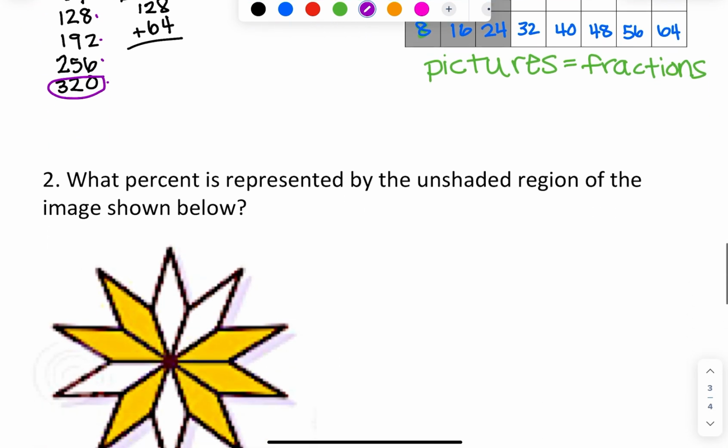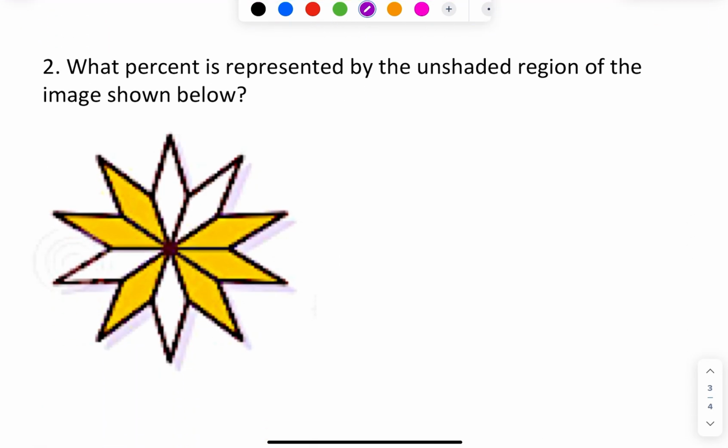All right, let's go to example 2. It says, what percent is represented by the unshaded region of the image shown below?